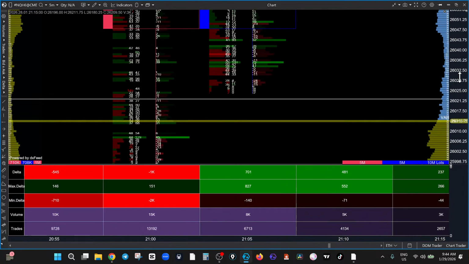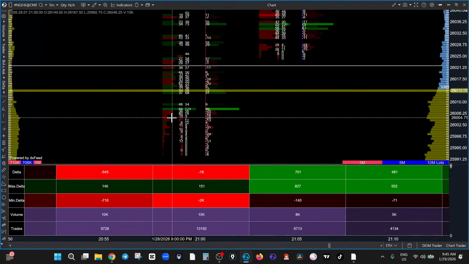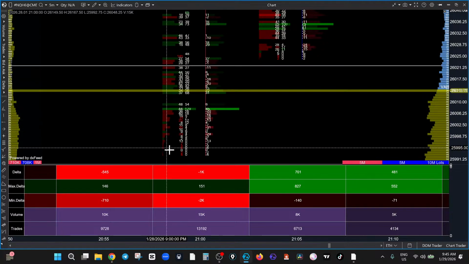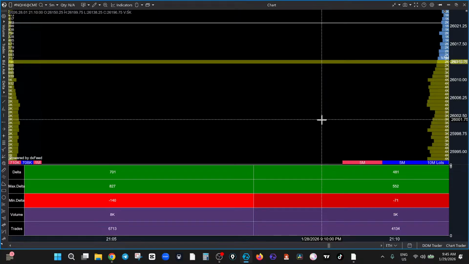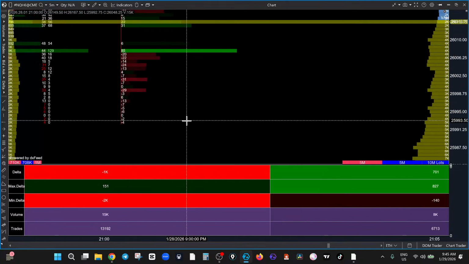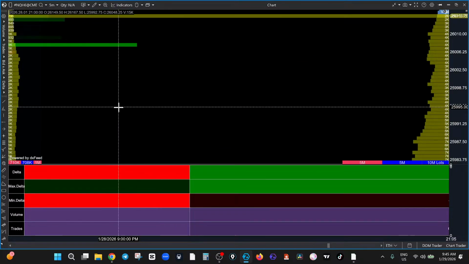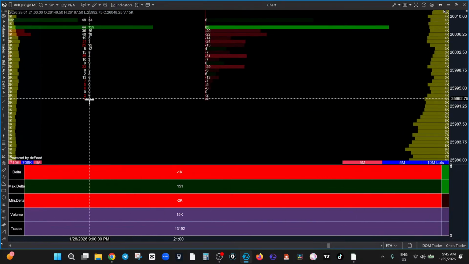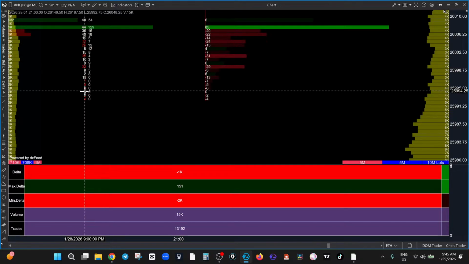Let me make this big. You can see, I told you that there will be a lot of sellers. You can see sell coming in. Now, these sellers here are being trapped because they didn't have, number one, a counter. Nobody was selling. Nobody was placing any offer in the ask. The sellers were eating the bid.